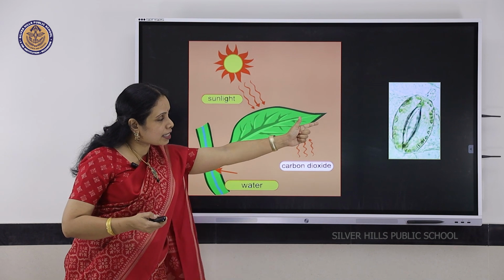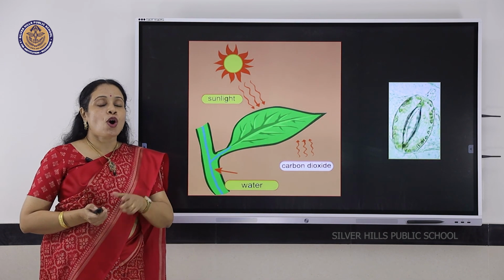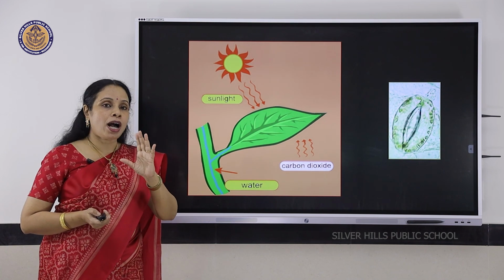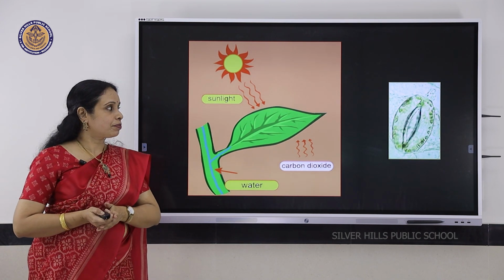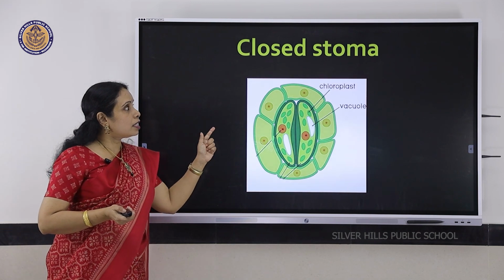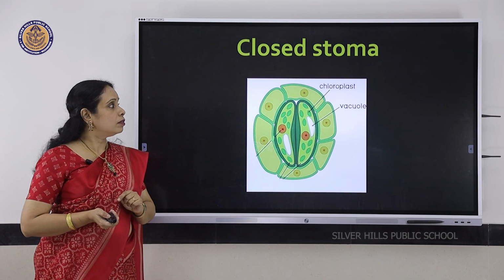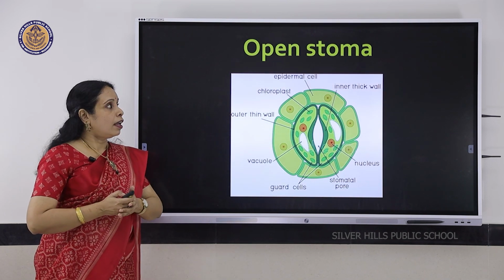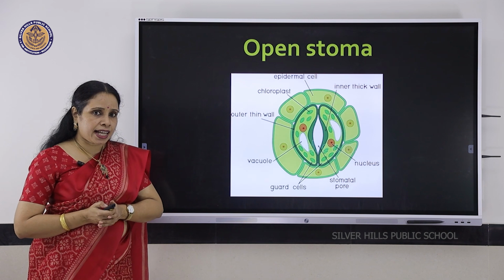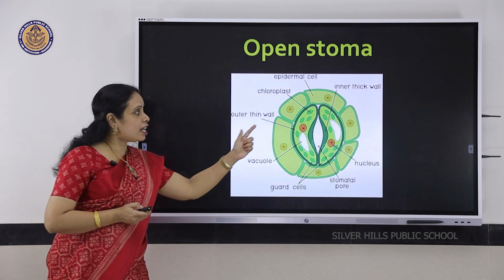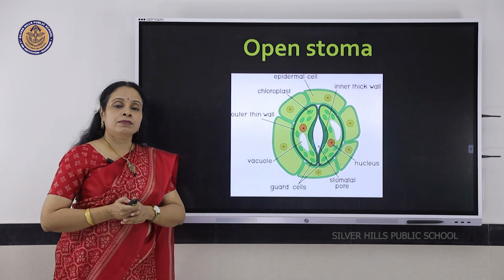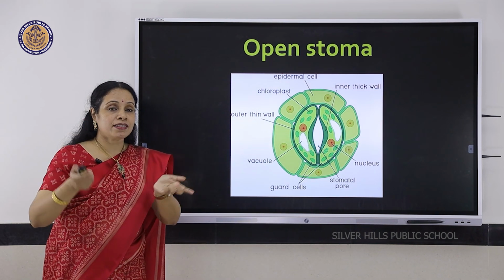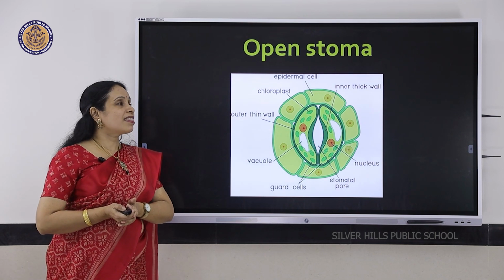So, over there you can see an enlarged view of one single stoma. Singular is stoma, plural is stomata. Here the stoma is closed and in the next picture you find it is open. And if you observe the guard cells, you will find that the inner walls are thicker compared to their outer walls. The outer walls are thinner and the inner walls are thicker.